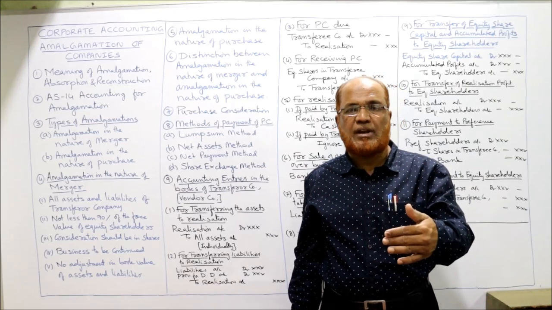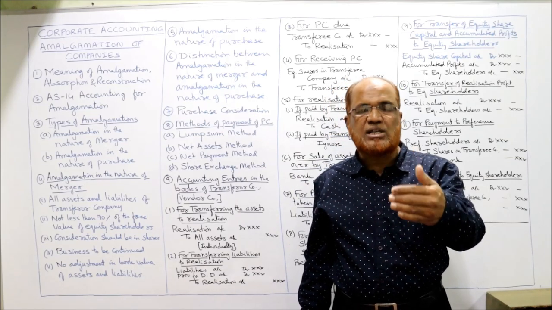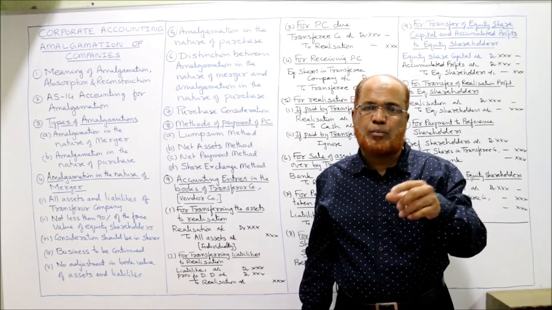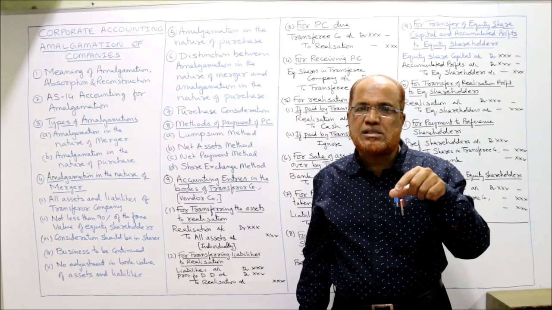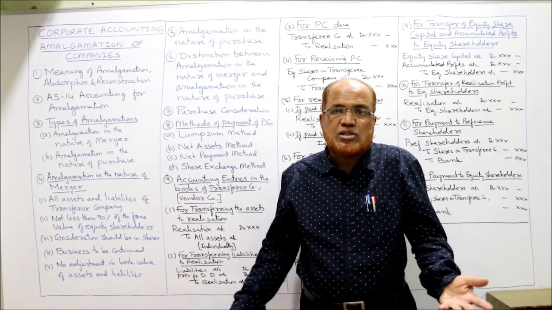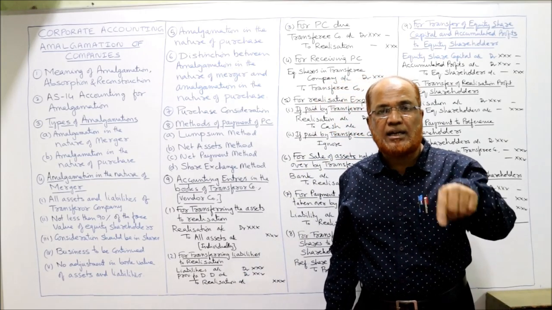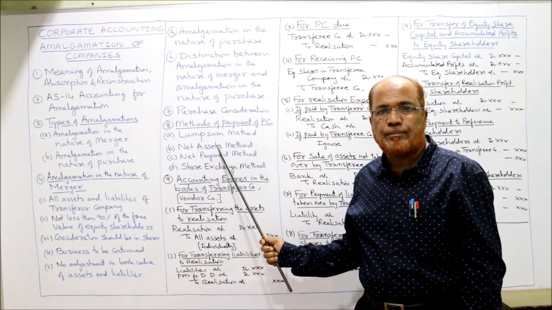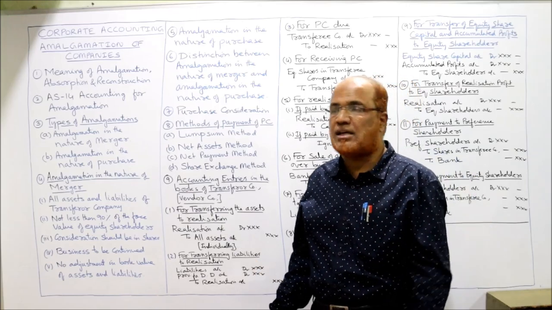If some of the items are not given, then we have to apply the net assets method. Example: in the problem it is given that the purchasing company, that is the transferee company, will issue 1 lakh shares of rupees 15 each and the balance in cash. Cash is not given, only balance in cash. In that case, compulsorily we have to apply the net assets method to find out the PC. Then only we can get how much balance in cash.